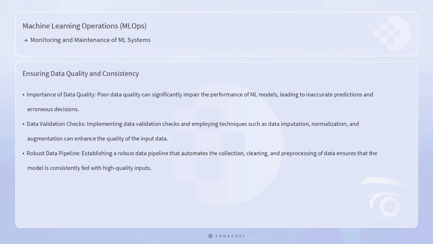Another critical aspect of maintenance is ensuring data quality and consistency. Poor data quality can significantly impair the performance of ML models, leading to inaccurate predictions and erroneous decisions. Implementing data validation checks and employing techniques such as data imputation, normalization, and augmentation can enhance the quality of the input data. Moreover, establishing a robust data pipeline that automates the collection, cleaning, and pre-processing of data ensures that the model is consistently fed with high-quality inputs.